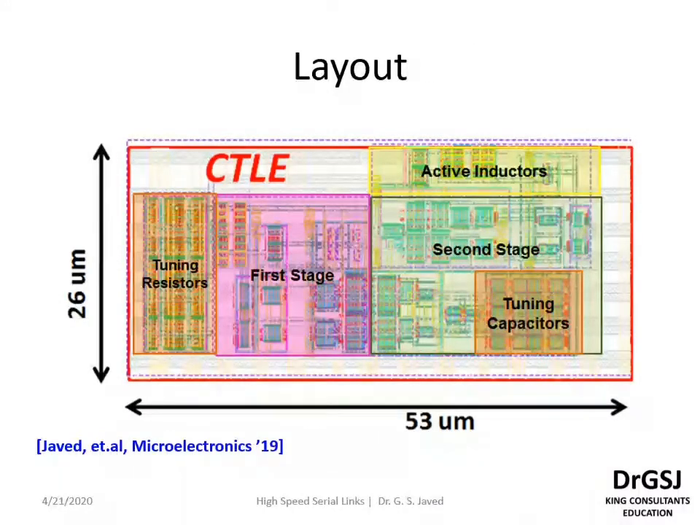So here it shows the layout of the device. The active inductors are placed on the top in yellow. The first stage and second stage along with the tuning capacitors are given here. The first stage and second stage are with respect to the cross-coupled gain stages which were observed in the previous slide, where the CS1 and CS2 transistors can be taken as the tuning capacitors present in the bank here. The tuning resistor bank for the RS0 and RS1 are placed at this end, close to the first stage.